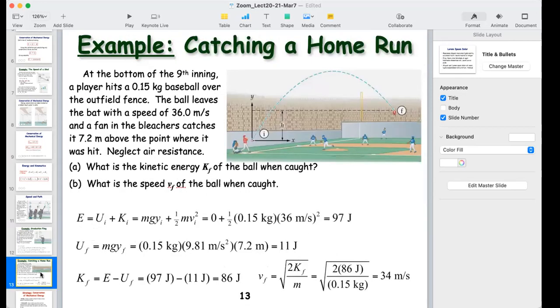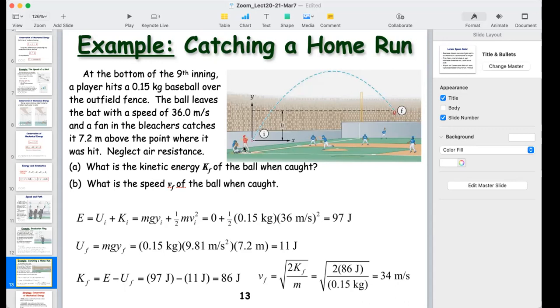Okay, so let's see another example. So we are at the bottom of the 9th inning. A player hits a 0.15 kilogram baseball over the outfield fence. The ball leaves the bat with a speed of 36 meters per second, and a fan in the bleachers catches it 7.2 meters above the point where it was hit. Here.